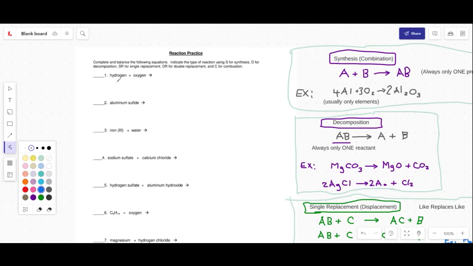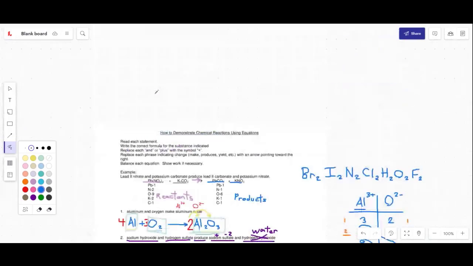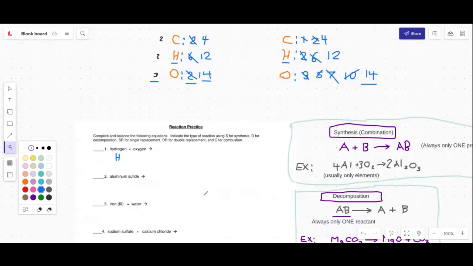H2. Remember, anytime you have an element in its elemental state, we have to remember these guys. Hydrogen is an H2 Brinkelhoff element. So it's H2 plus O2.